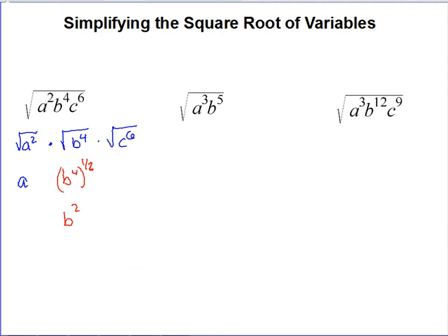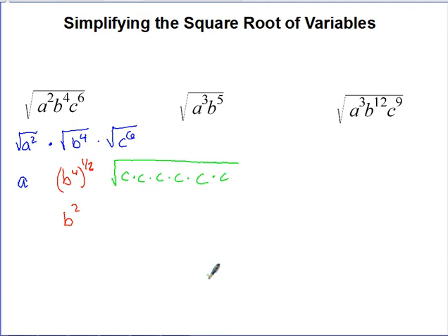All right. The other way to think about this is if I have c to the 6th, I could rewrite that as the square root of c times c times c times c times c times c. Okay, so that's c to the 6th. C times itself 6 times.